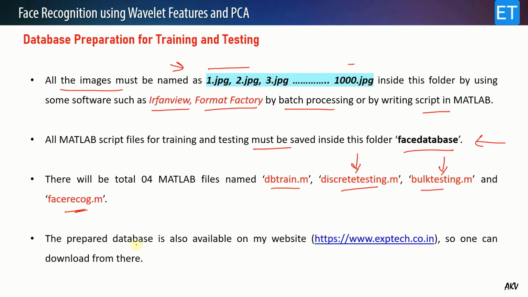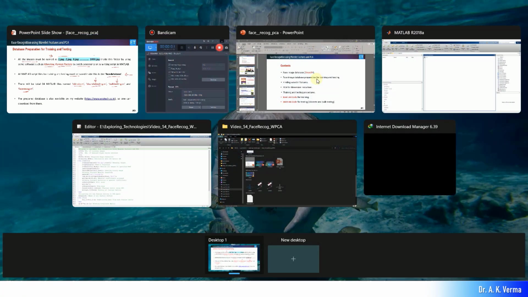The prepared database is also available on my website. You can visit my website and directly download this database, which has the files already named 1.jpg, 2.jpg, like that. Now let me show you that database on my computer, so you will have the idea.